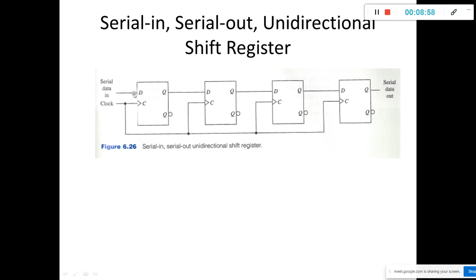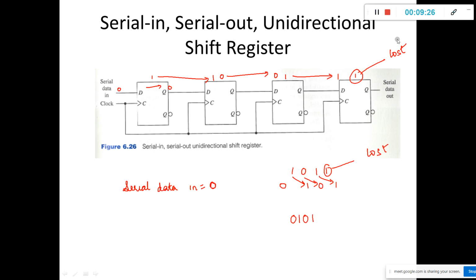From here we are giving the input. So upon the occurrence of the positive edge of the clock, whatever content is on the serial data line is transferred to Q. This Q is transferred to this D, from there it is transferred onward, then from this flip-flop the data is transferred to the next flip-flop. We are taking serial data in and serial data out.